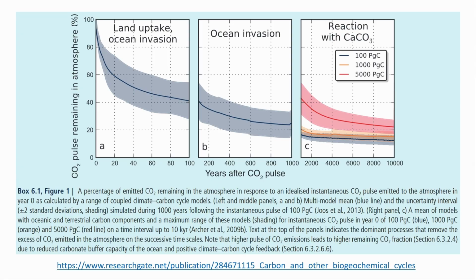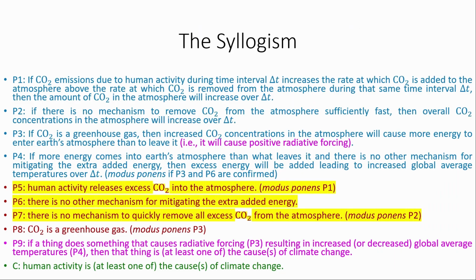Then we also looked at the fact that CO2 can take hundreds or even thousands of years to actually leave the atmosphere, and so we concluded that there is no mechanism to quickly remove all excess CO2 from the atmosphere. This P8, as I said, is going to have to wait until video 4, where we talk a lot more about CO2 and why it's a greenhouse gas, but we will get there.